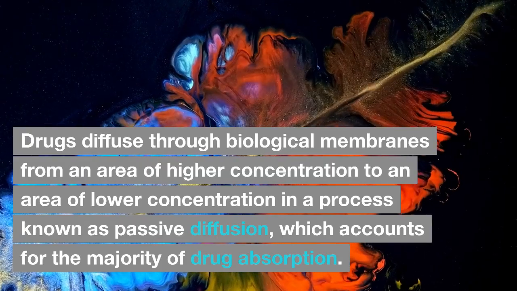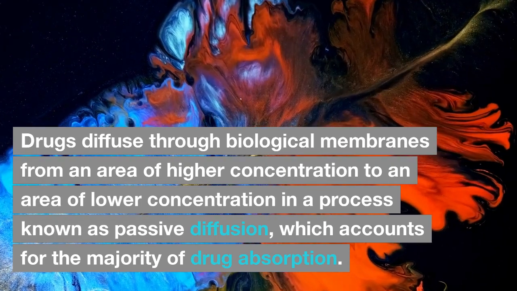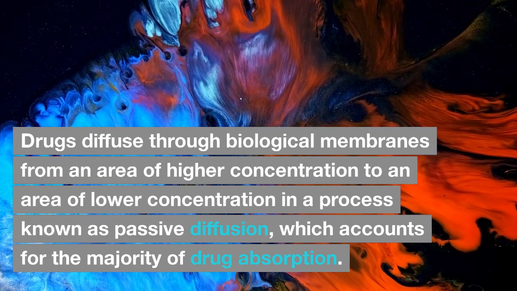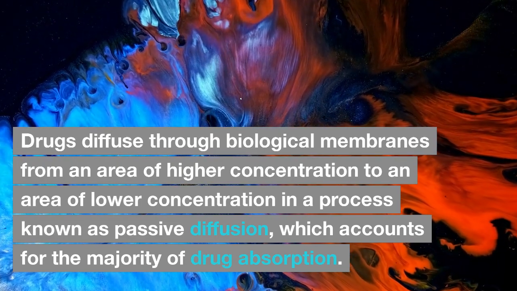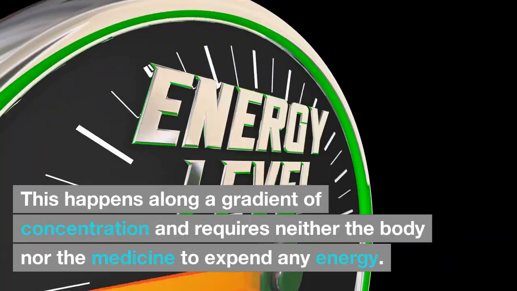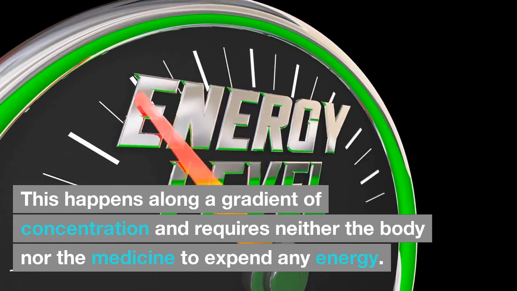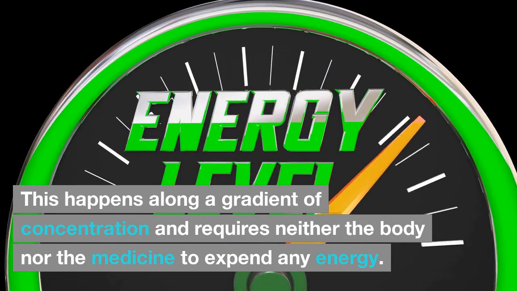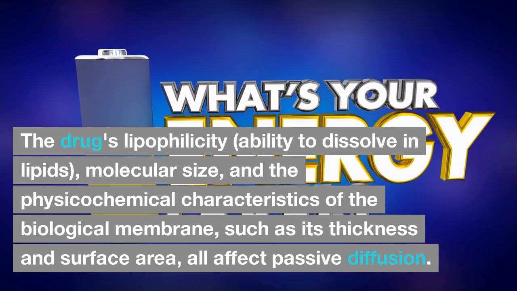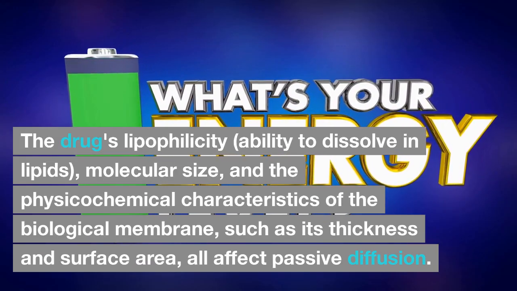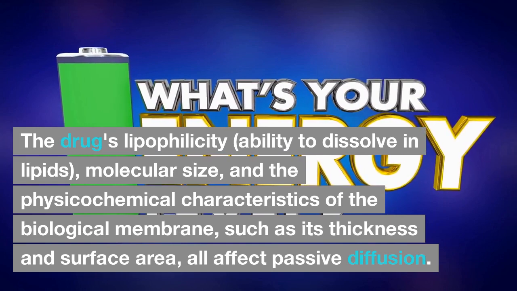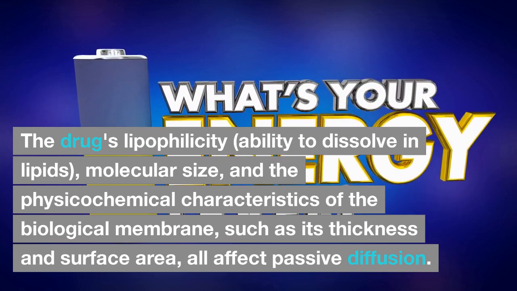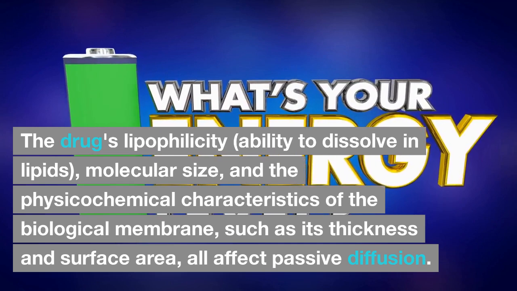Drugs diffuse through biological membranes from an area of higher concentration to an area of lower concentration in a process known as passive diffusion, which accounts for the majority of drug absorption. This happens along a concentration gradient, and requires neither the body nor the medicine to expend any energy. The drug's lipophilicity, ability to dissolve in lipids, molecular size, and the physicochemical characteristics of the biological membrane, such as its thickness and surface area, all affect passive diffusion.